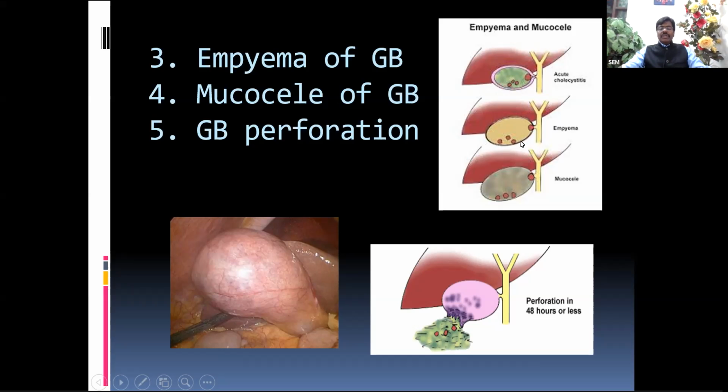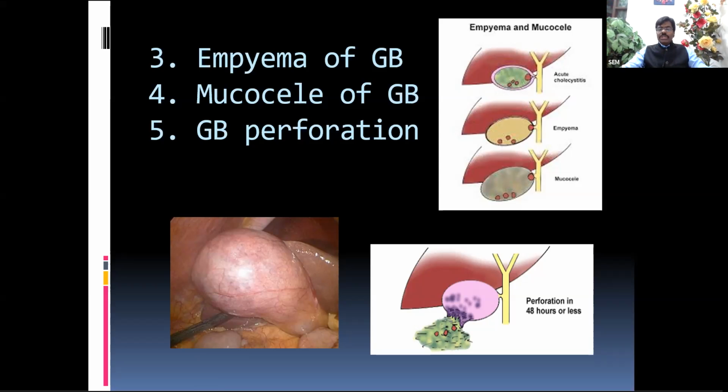What is empyema of the gallbladder? Empyema of the gallbladder is a bag of pus. The infected bile, if it is a bacterial superinfection, especially in diabetes, you can always tell if a patient is having a stone in the gallbladder and diabetes, he is prone to empyema. The D, A, B, C, D leads to E, that is empyema. So that is a common comorbid condition causing empyema of the gallbladder.